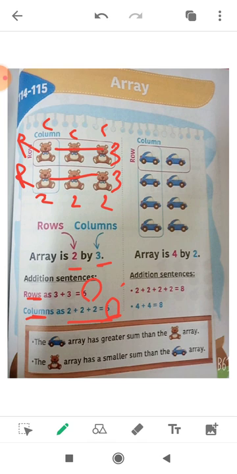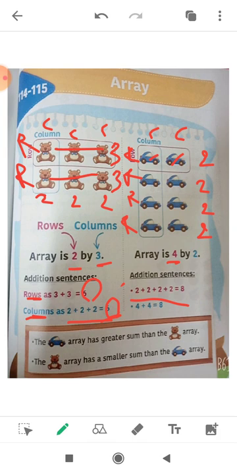Okay. In the next one I've got rows. R. It's a row, a sleepy line. How many rows? 4. How many columns? 1 2. It's 2 columns. In each row I've got 2. So 2 plus 2 plus 2 plus 2. So my addition sentence is 2 plus 2 plus 2 plus 2. When I counted, it equals 8.